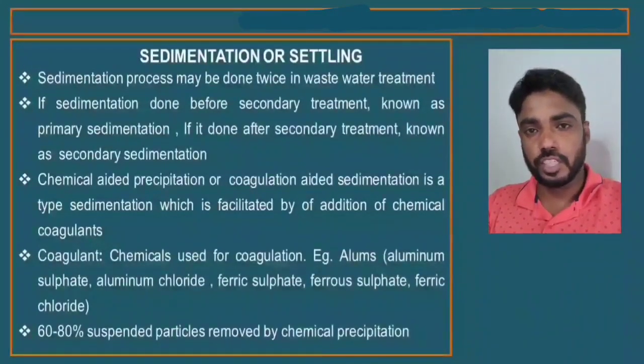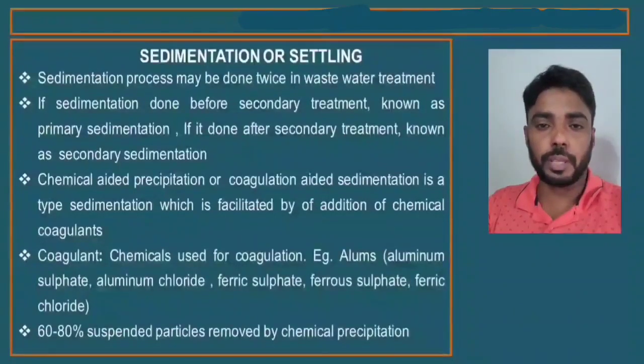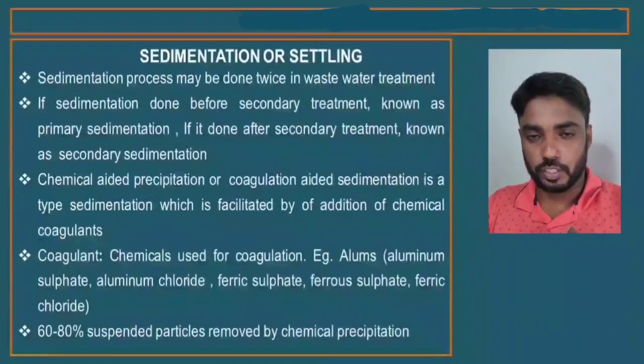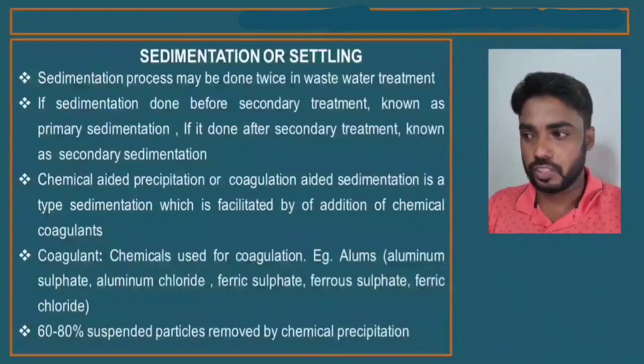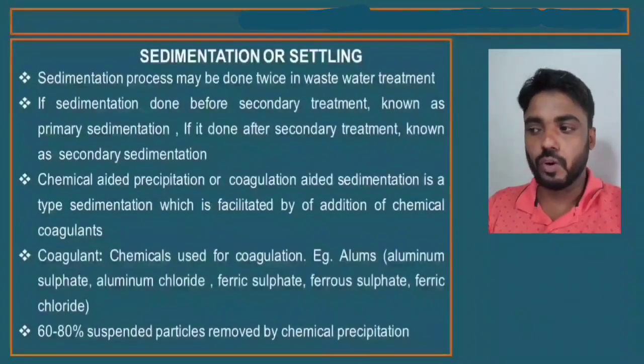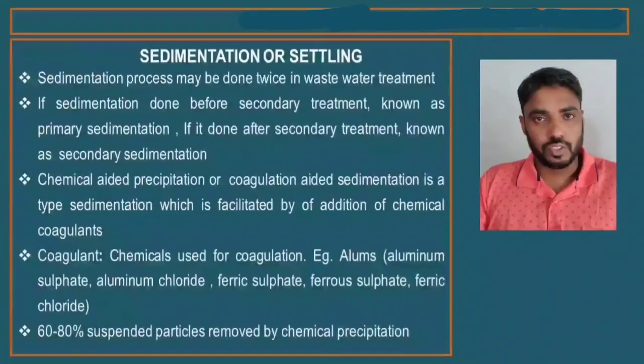And sometimes the sedimentation of some suspended solids will not be easy. At those times we use some chemicals to facilitate the sedimentation of these particles. That precipitation or sedimentation is known as chemical aided precipitation or coagulation aided sedimentation. And the chemical used for this coagulation is known as a coagulant.